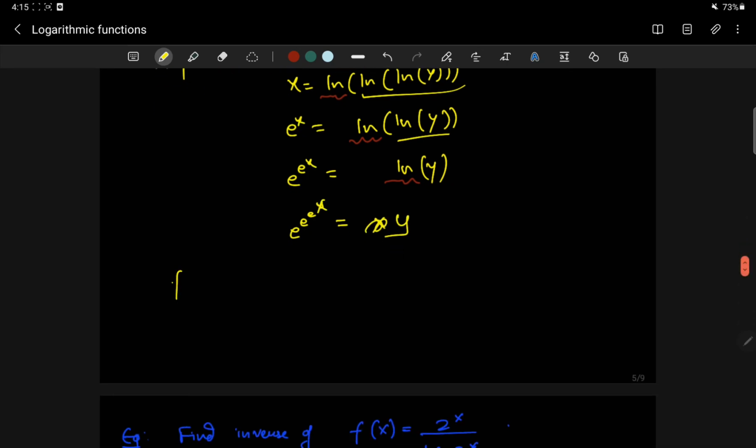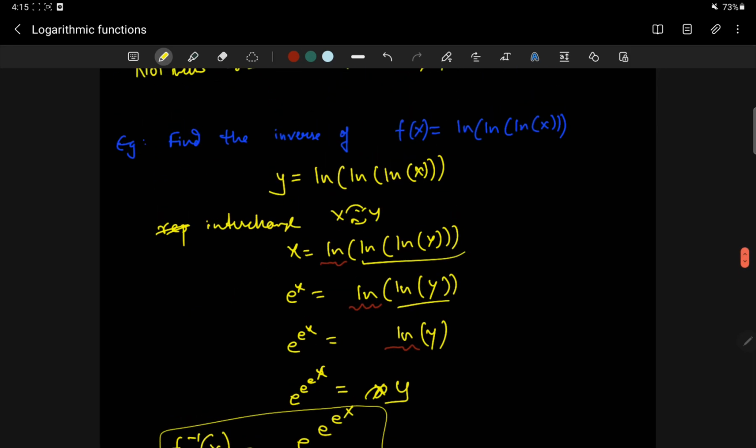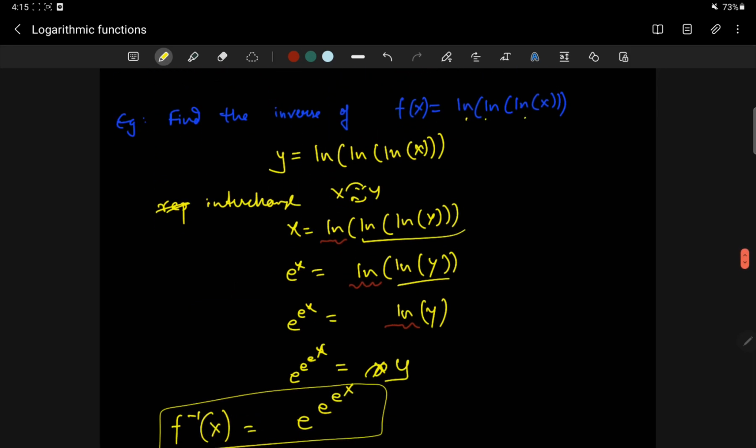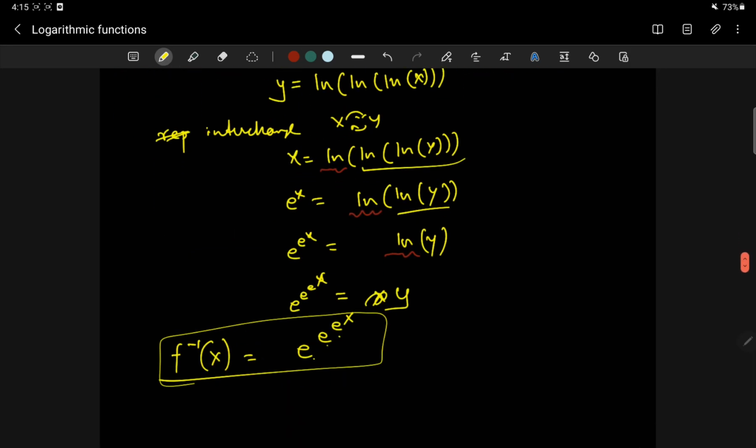Okay, so the inverse function is e to the e to the e to the x, which kind of makes sense because what you're doing here is you're composing log 3 times, and here you're composing the exponential function 3 times, so they are inverses of each other.